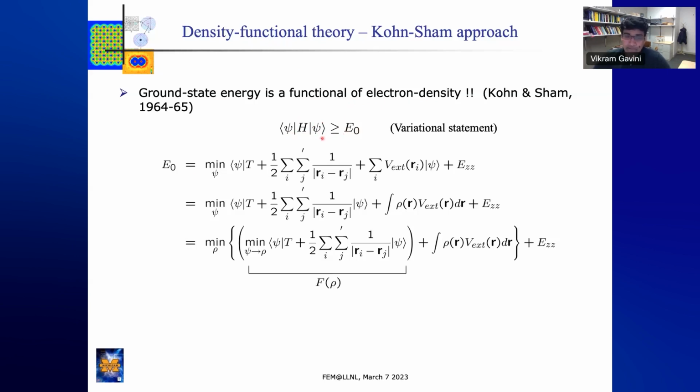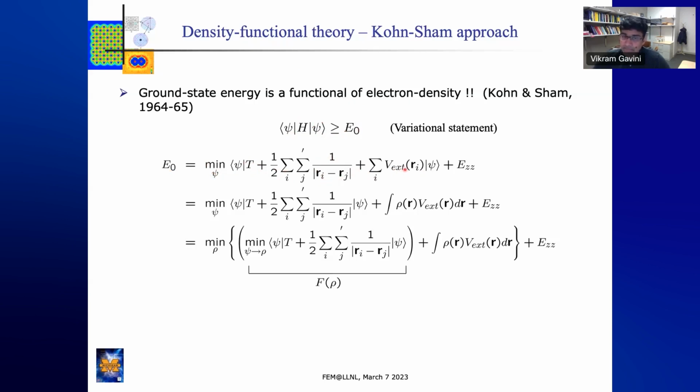So we can also flip this statement around and say that we can compute the ground state energy E naught by minimizing over all the many-body wave functions psi of psi H psi. So here I'm expanding the various components of the H. T is the kinetic energy of electrons. This is the electron-electron interaction.